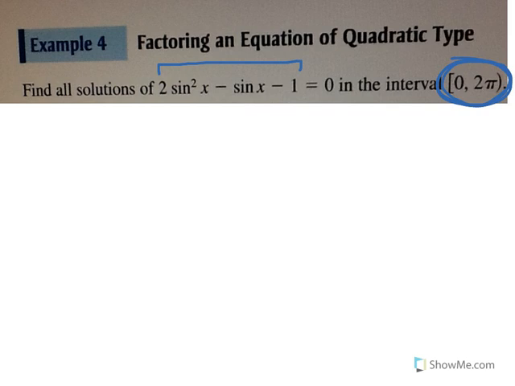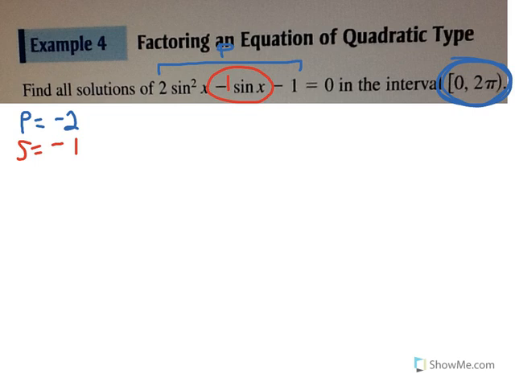I get the product by multiplying the ends. And your product is 2 times negative 1, so that gives you negative 2. Your sum comes from the middle term. So my sum, and since this is a negative 1 sine x, my sum is negative 1.